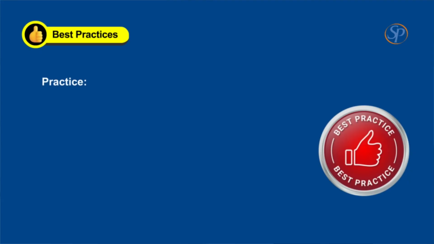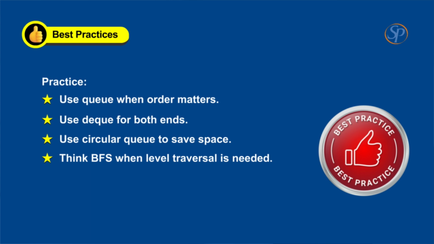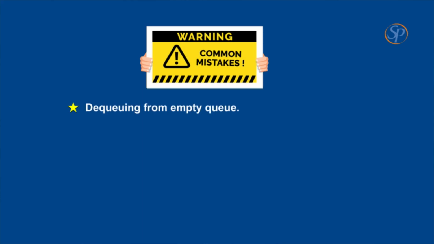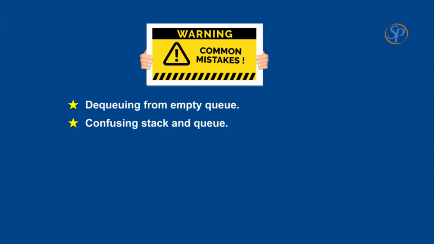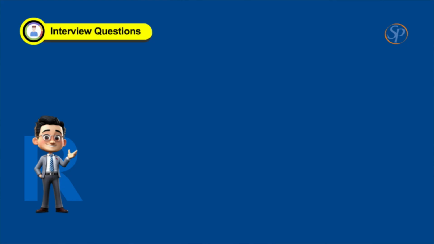Best practices. Use queue when order matters. Use deque for both ends. Use circular queue to save space. Think BFS when level traversal is needed. Common mistakes. Dequeuing from an empty queue. Confusing stack and queue. Not using deque when needed. Forgetting boundary checks.